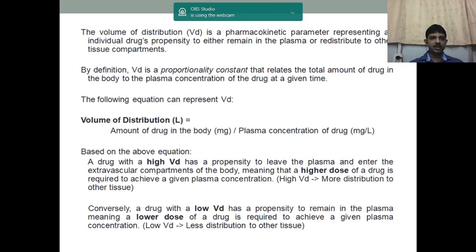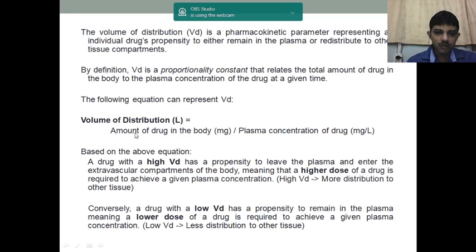The definition of Vd, the volume of distribution, is a proportionality constant that relates the amount of drug in the body to the plasma concentration at a given time. So it is a proportionality between the total amount of drug present in the body and the plasma concentration. Here Vd means volume of distribution, expressed in liters.